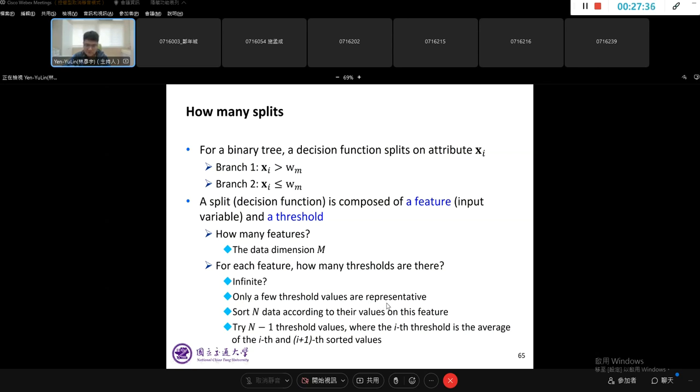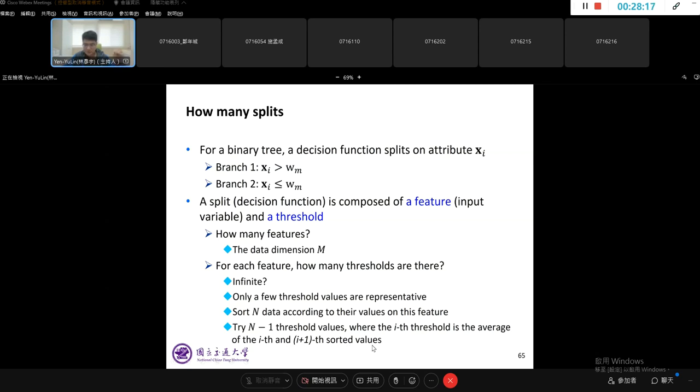So how to determine the representative thresholds? For decision node n, suppose there are n data points that reach this node. So we have n values on each feature. So we can sort the n values. In this way, we can construct n minus 1 threshold values. The i-th threshold is the average of the i-th and the (i plus 1)-th sorted values.